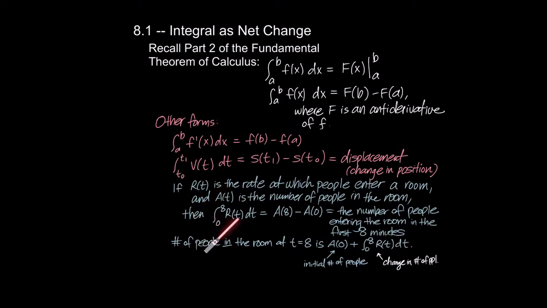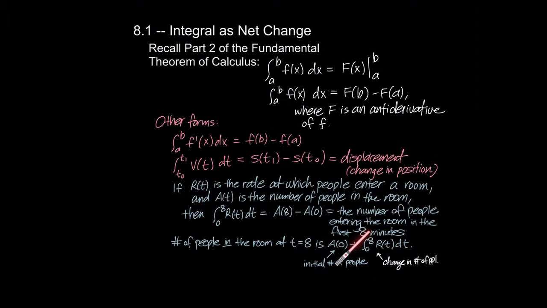Okay, so let's look at this specific definite integral. Here you see that the definite integral of r of t dt from 0 to 8 is equal to a of 8 minus a of 0. This is simply part 2 of the fundamental theorem of calculus. A is the antiderivative of r, r is the derivative of a. And what is a of 8 minus a of 0? Well, it's the number of people entering the room in the first 8 minutes. It's the change in the number of people in the room.